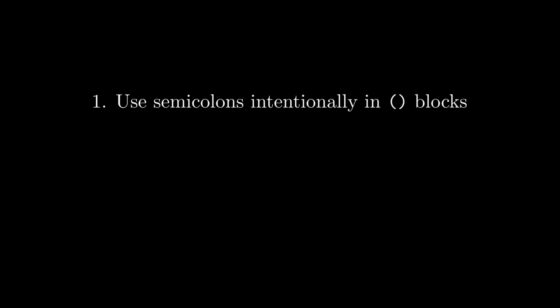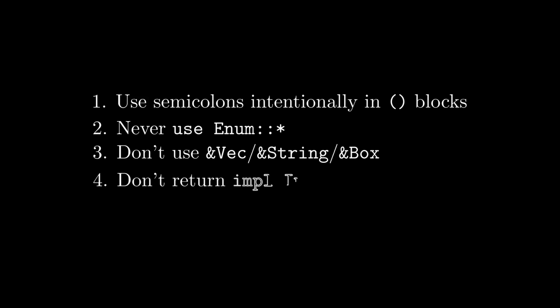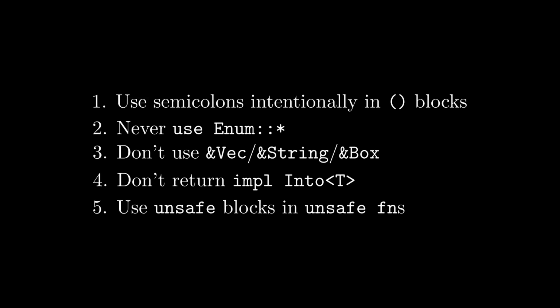So that's all five. To review, think about your semicolons in unit blocks because it matters. Never use enum variants with a wildcard pattern because it will lead to bugs. Never use immutable references to Vec, String, and Box because they never make sense and make your APIs worse. Don't return impl Into T because it's silly, but do use it for parameter types. And use unsafe blocks and unsafe functions.